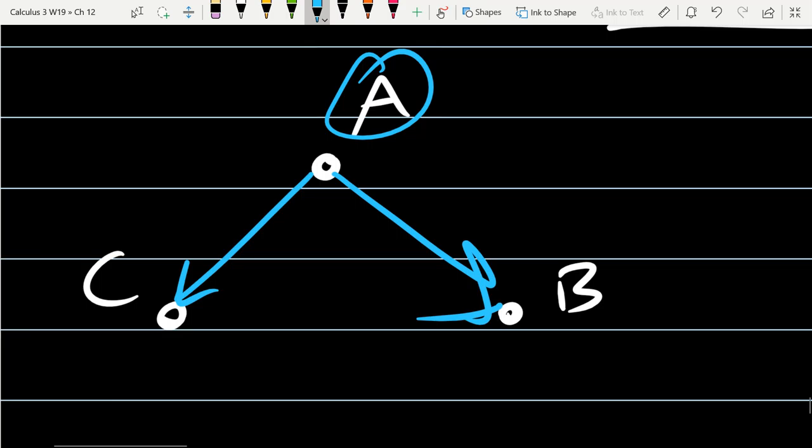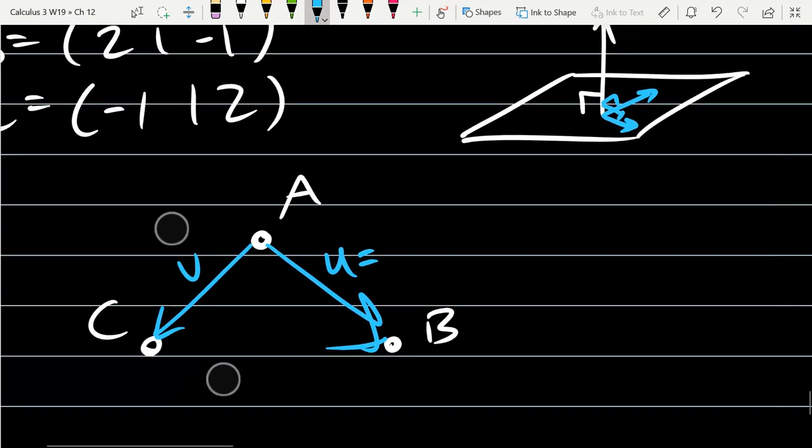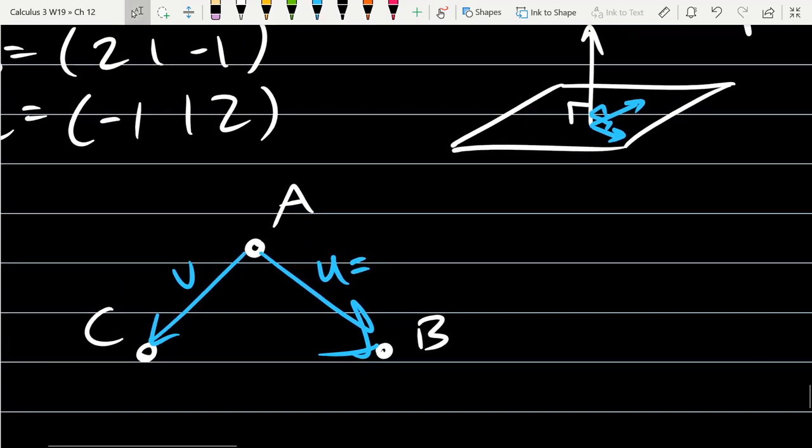I think of A as like the initial or the starting point, and I can go to B and C like I did here. You could go from C to A, C to B. That works too. Or start at B, B to A, B to C. Doesn't matter. I just happen to go A to C, A to B like this. So we'll give these vectors names, U and V. How do I get the vector U? So do end minus start. That's how you get the vector between 2 points.